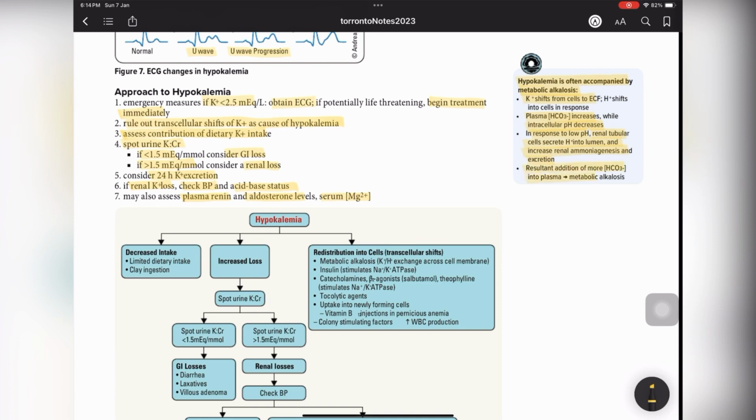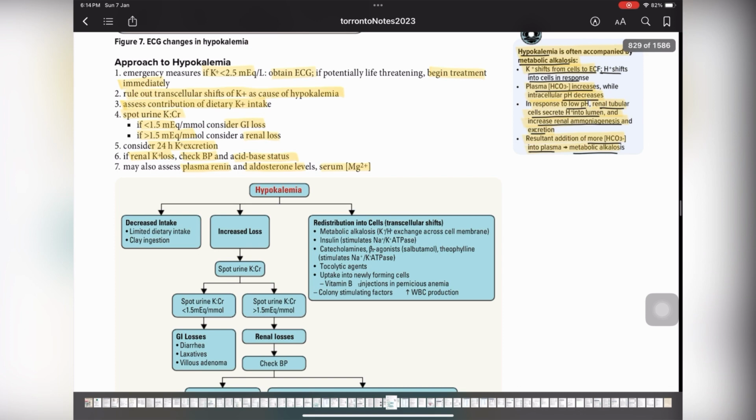Okay, so the most important thing here to remember is that with hypokalemia there is metabolic alkalosis. Why? Because the potassium shifts to the ECF, there's an increase in hydrogen ions, which causes bicarb to increase, the pH decreases intracellularly, and then there is more hydrogen retention, which leads to more bicarb in the plasma, which causes metabolic alkalosis. So metabolic alkalosis is associated with hypokalemia.